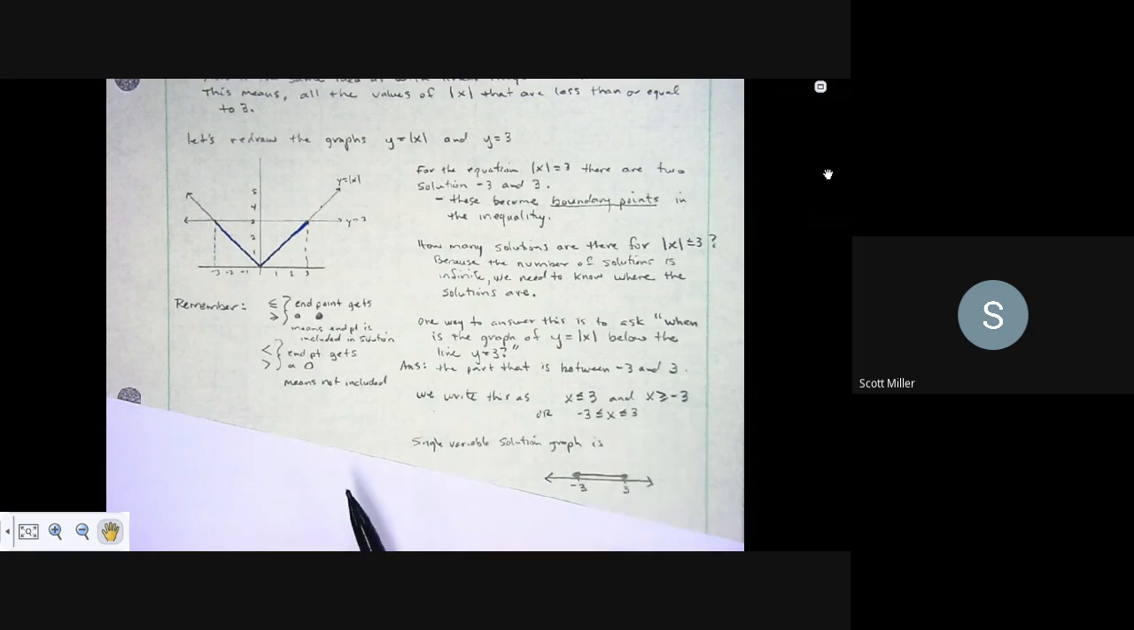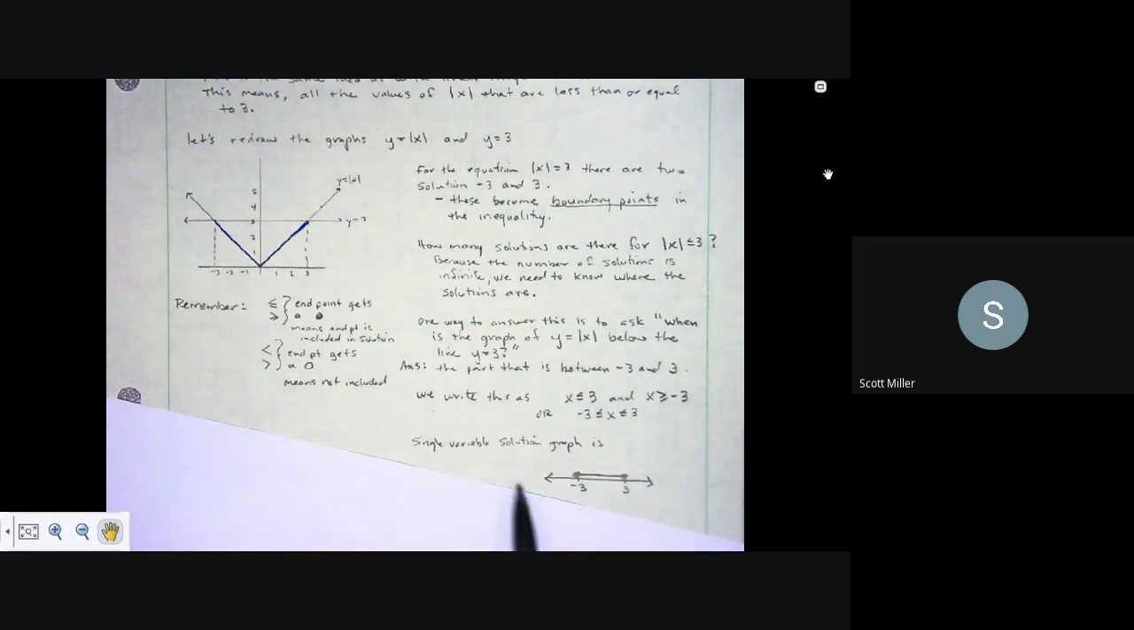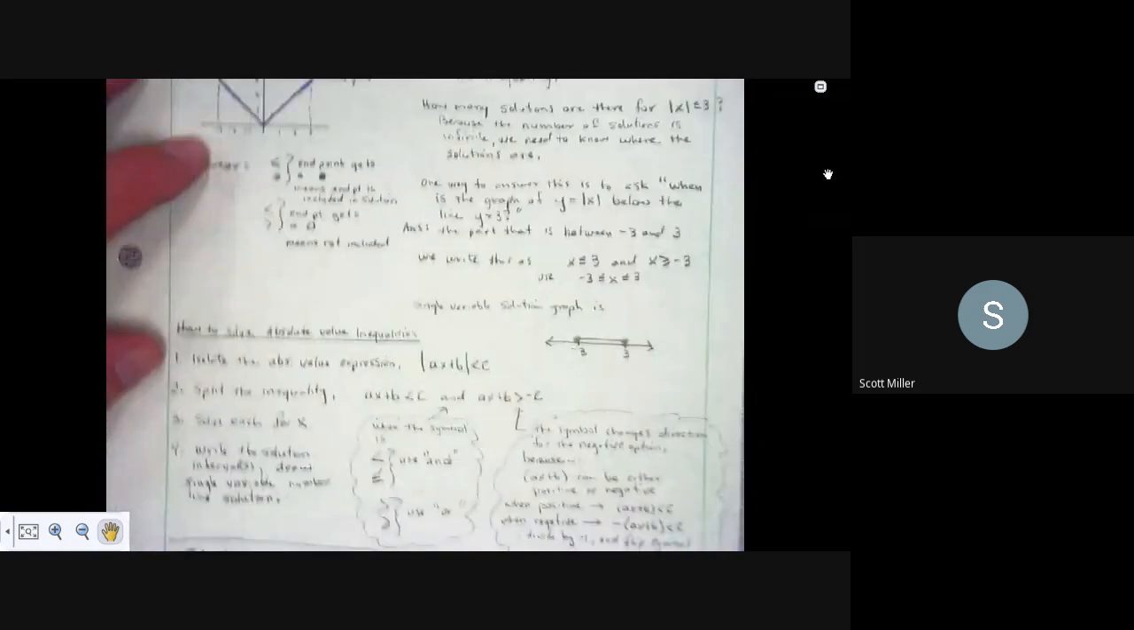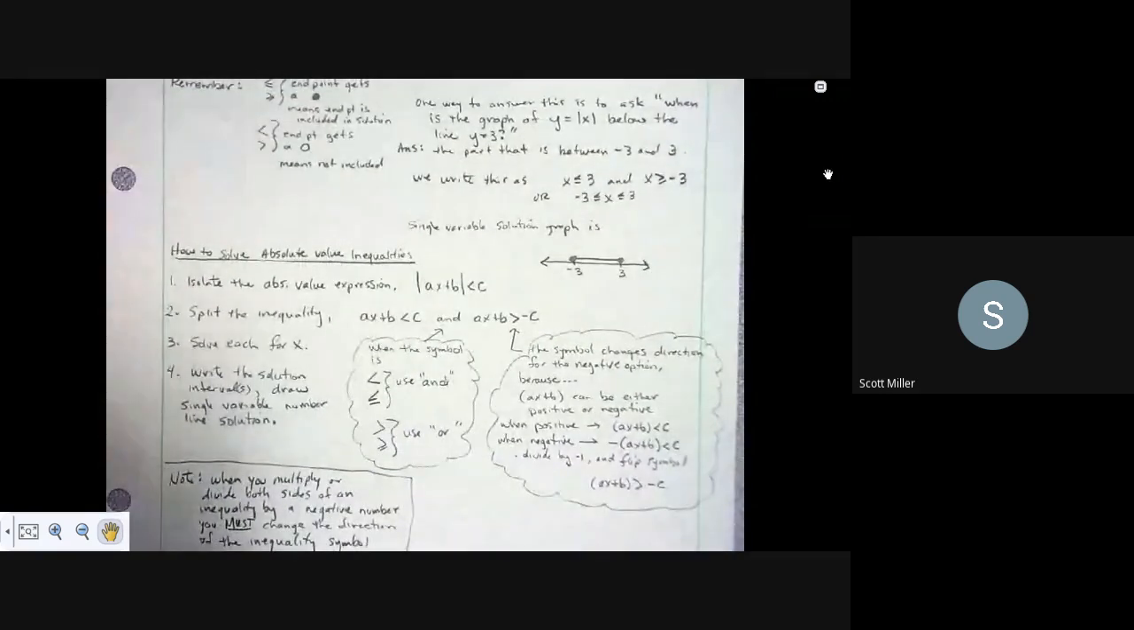And then you have a single variable solution graph, because we're not going to do this all the time. We're going to solve these algebraically, and then we need to write it as a single variable number line graph solution. So we shade all the points in between -3 and 3, which corresponds to what we see up here. So this is what we're going to be doing. This is what's happening. So let's do some examples algebraically. I'll go ahead and show you what we're going to do, and then we'll do a couple of examples. All right, so let me move this out of the way. It seems to be in the way.